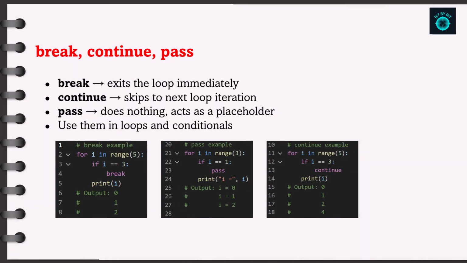Break, continue, pass. Python gives you extra control inside loops using break, continue, and pass. The break statement stops the loop completely, even if the condition is still true. The continue statement skips the current loop cycle and goes directly to the next one. The pass statement does nothing. It is often used as a placeholder when writing code that you want to complete later. These statements help you write cleaner and more flexible loops.